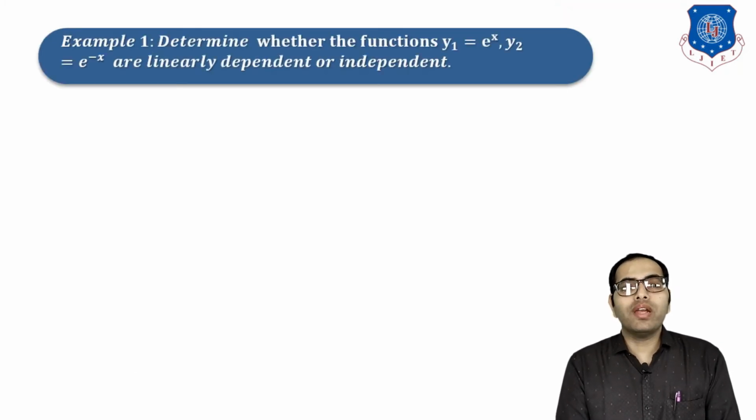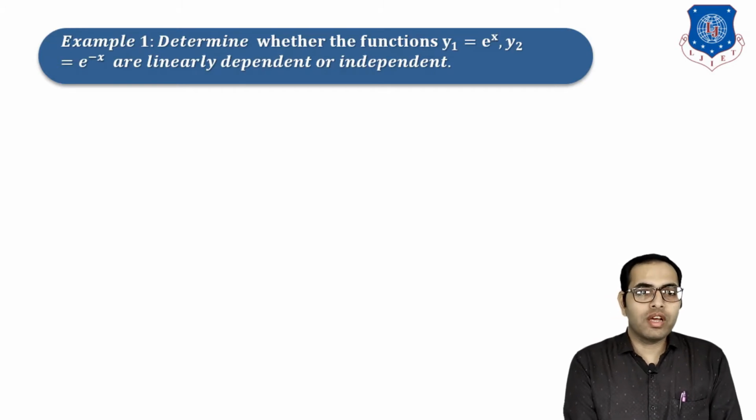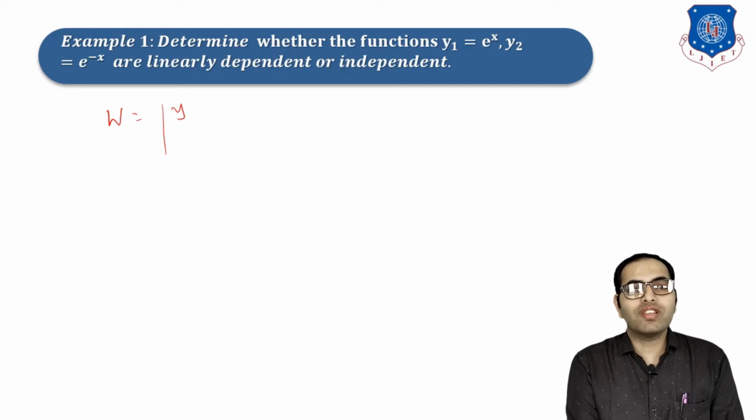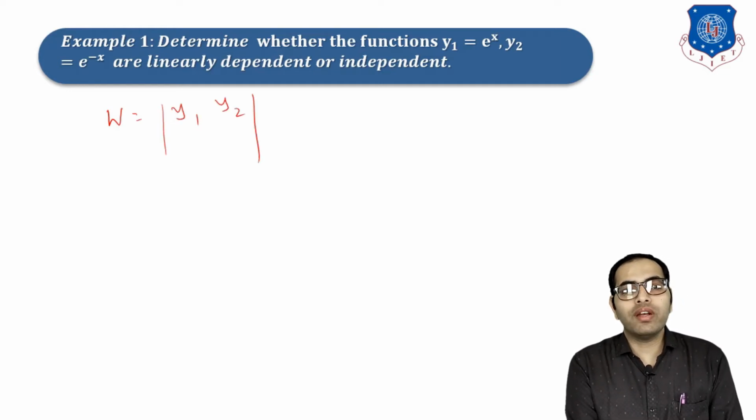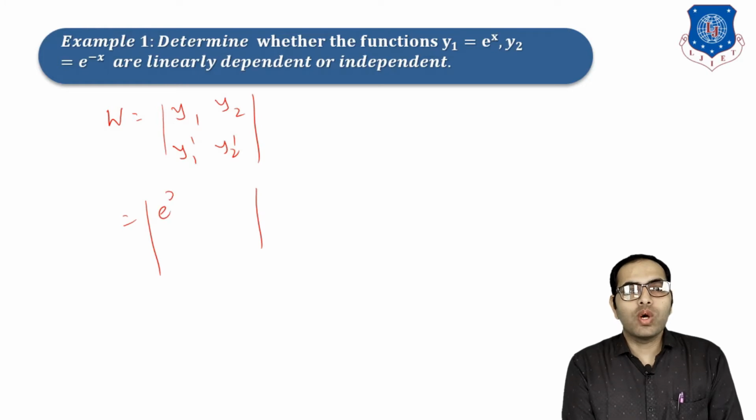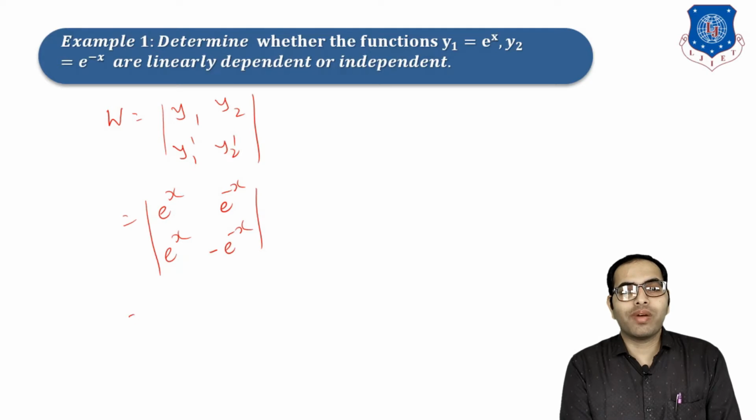Let's see one example. Determine whether the functions y1 equal to e raised to x and y2 equal to e raised to minus x are linearly dependent or independent. For that, what we have to do? Just find the Wronskian, the determinant with first row y1, y2 and second row y1 dash, y2 dash. Substituting the values, y1 is e raised to x, y2 is e raised to minus x. The derivative of e raised to x is e raised to x. The derivative of e raised to minus x is minus e raised to minus x.